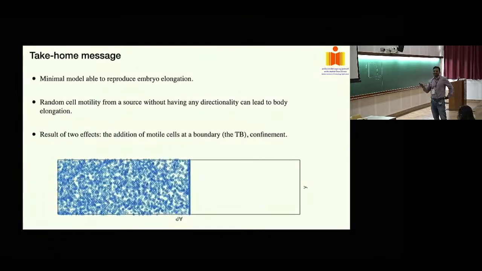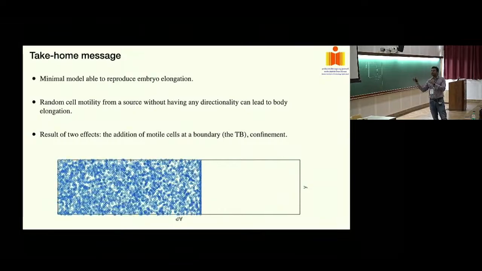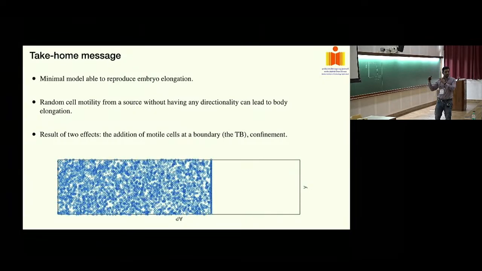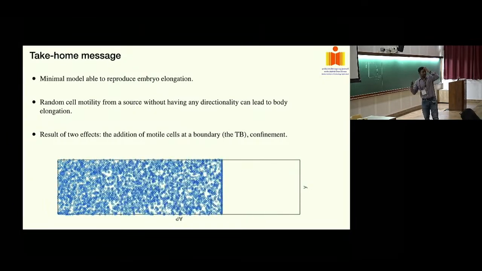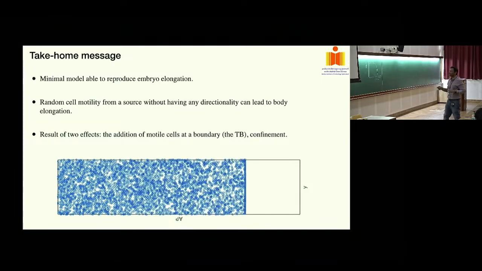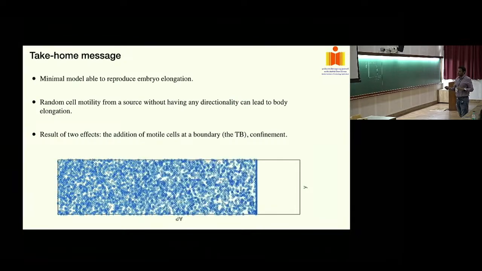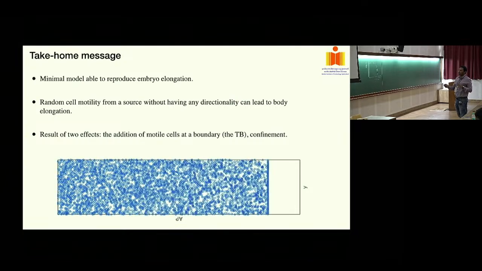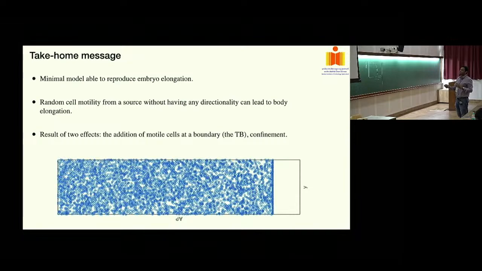In the next part, I will show how this is important from experimental data. I will also extend this model and show how robust it is. Again, to summarize, this is the result of two effects: the addition of motile cells, which have random motility, and confinement. If you combine these two, you are able to get this elongation.